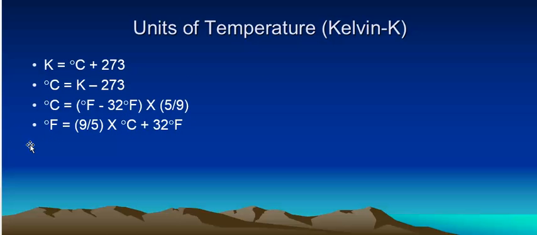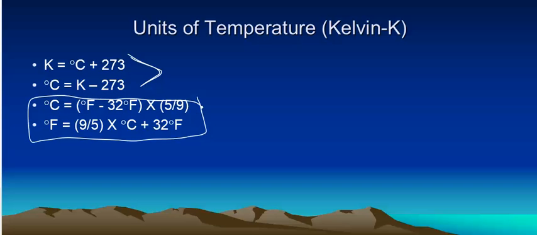Temperature. The SI unit for temperature is Kelvin. In the US, we use Fahrenheit. In other countries, they use degrees Celsius, but the SI unit for temperature is Kelvin. Here are some conversions between the different temperature scales. These are the two that you need to know most frequently. If you need to convert Celsius to Fahrenheit, I will give you these if I require you to convert between Celsius and Fahrenheit, so you don't have to memorize those. But Kelvin to Celsius, that's a pretty easy conversion.